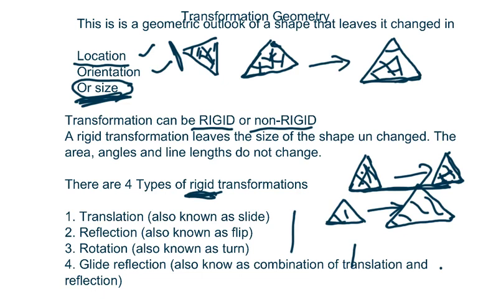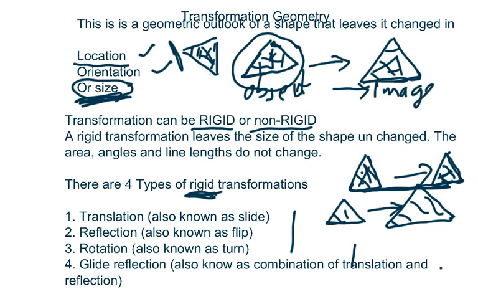Now, in geometry, especially when we're dealing with transformation, the shape that we have at the beginning is called the object. And the one that we get after a transformation is called the image. So we should just remember that. I will be reflecting on it in the next slide.